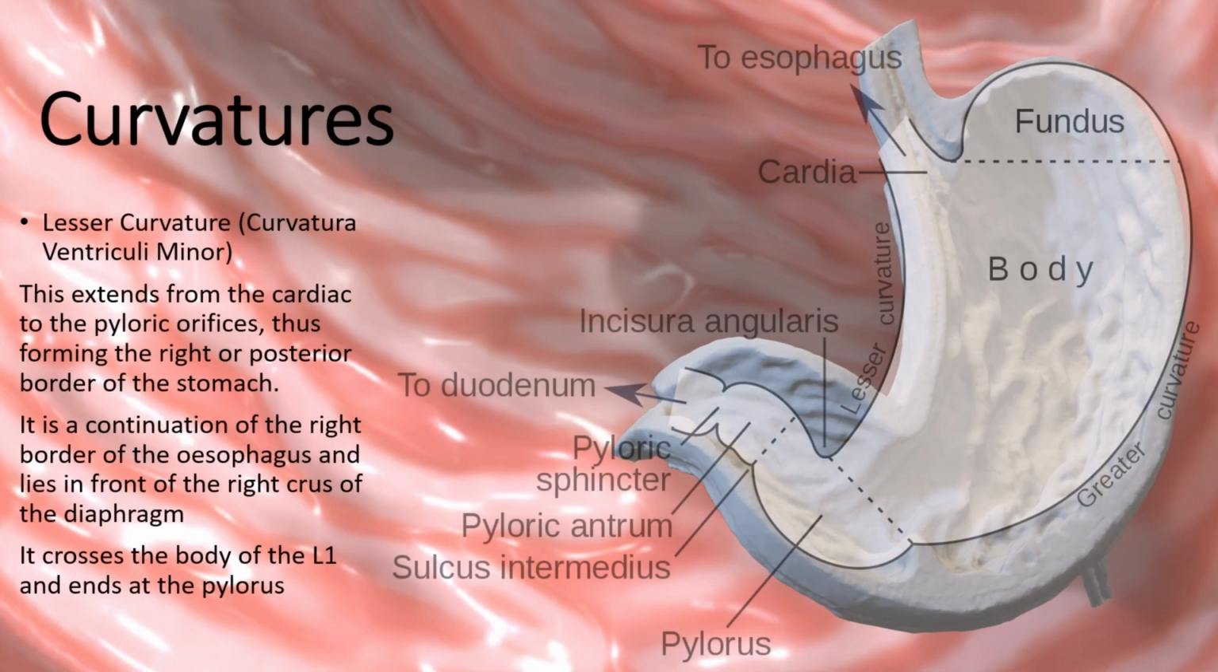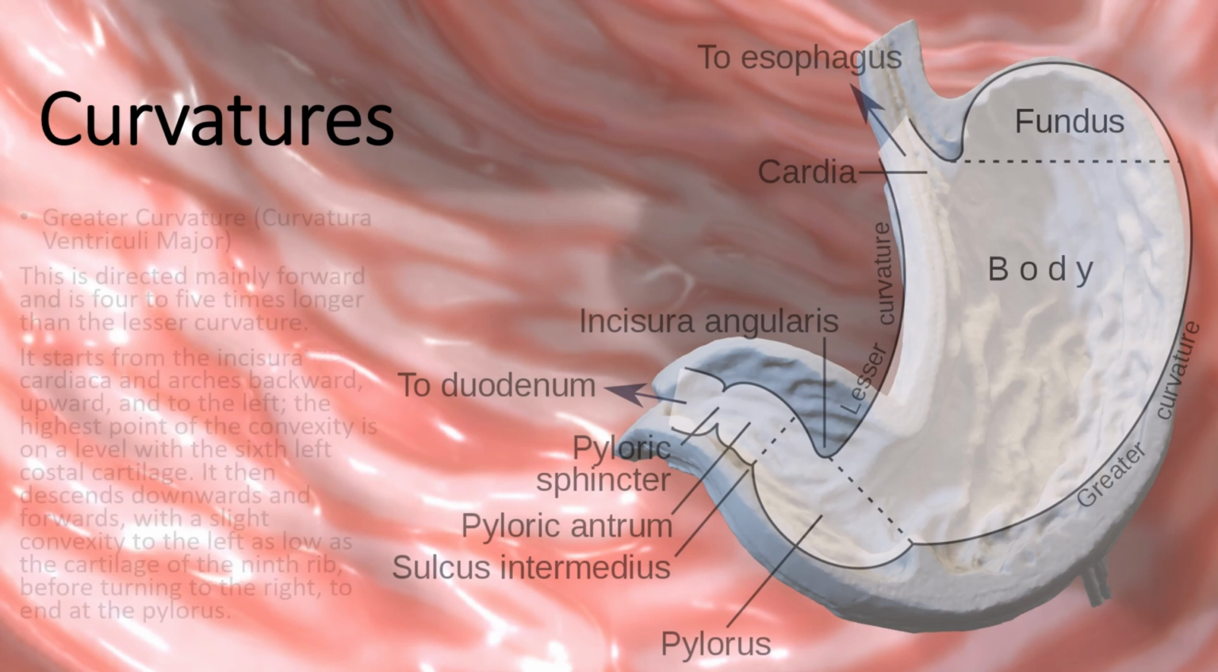The stomach has two curvatures. The first one is the lesser curvature, also called the curvatura ventriculi minor. This curvature extends from the cardiac to the pyloric orifice, thus forming the right or posterior border of the stomach. It is a continuation of the right border of the esophagus and lies in front of the right crus of the diaphragm. It crosses the body of L1 and ends at the pylorus.